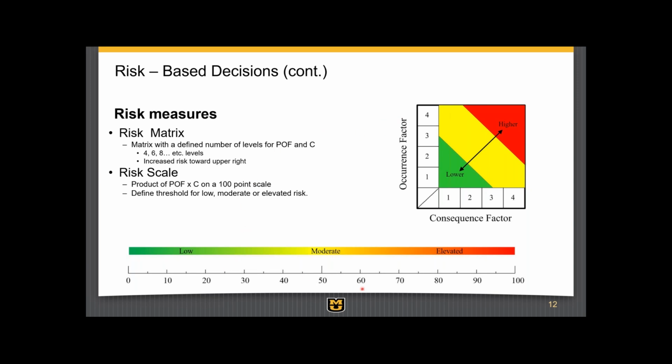Or you can do it on a number line, which gives, I think, a little more flexibility sometimes, just taking whatever factors you consider and putting them into a quantitative model that you can scale on a factor of 1 to 100.